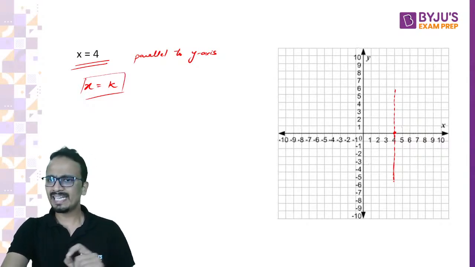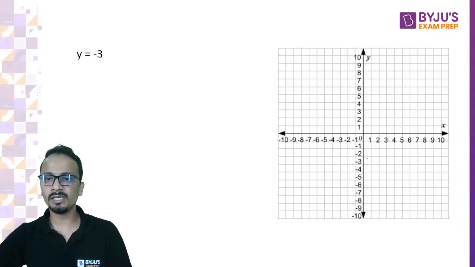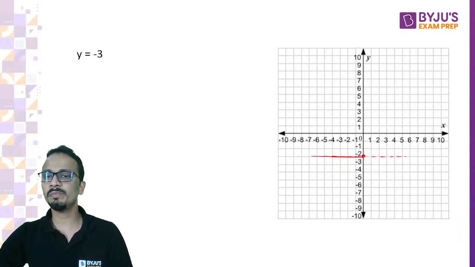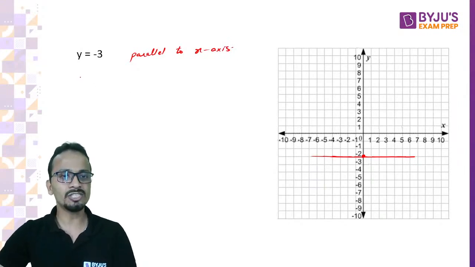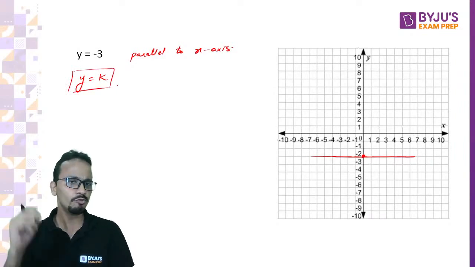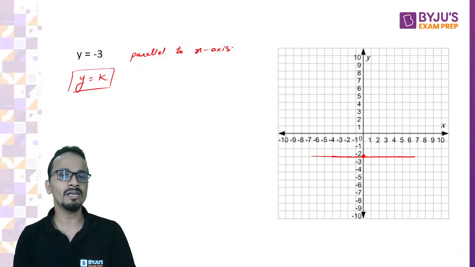Moving ahead, taking another specific case, y equal to minus 3. Now y equal to minus 3 will be a line which is passing through y equal to minus 3 here, and will be parallel to the x axis. So this will be the graph of an equation like this, which is parallel to the x axis. I can generalize this equation as y equal to k. The equation y equal to k will be a line which is passing through the point y equal to k and will be parallel to the horizontal axis, or parallel to the x axis.